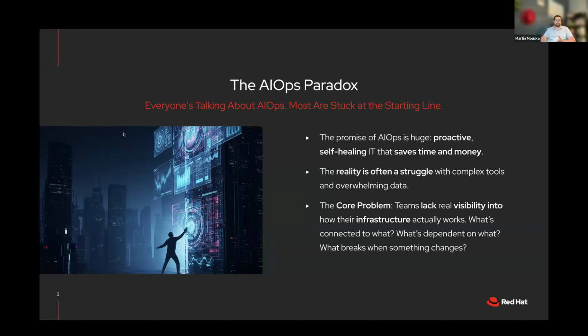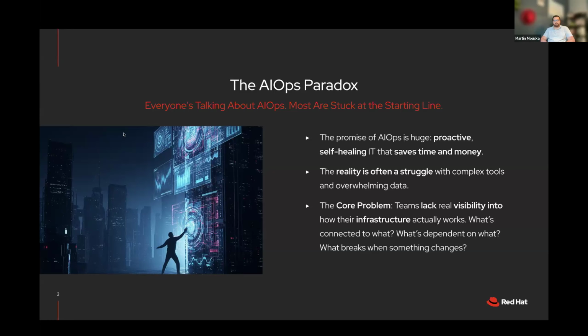I think what we are dealing with at this moment is really the AIOps paradox. The promise is huge: proactive, self-healing IT that saves money and time. But eventually we have a vast amount of data that is overwhelming, and as you mentioned, Steve, it's very hard to navigate through the complex infrastructure of virtualization and containers, all the systems being very distributed in multiple data centers on premise or even in the cloud.